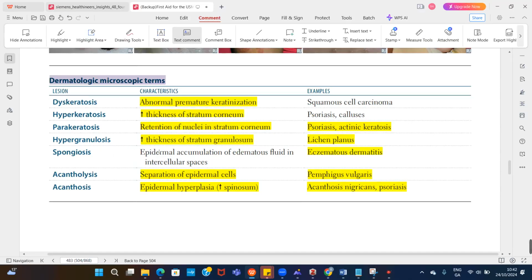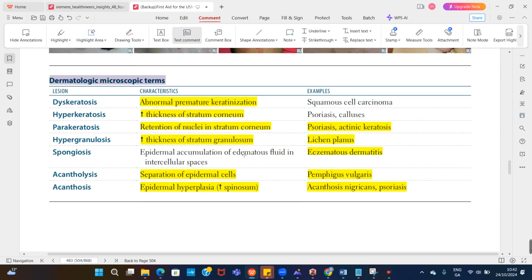Hypergranulosis. Now, this is where you have increased thickness of the stratum granulosum. So this one is very straightforward. Increased thickness of the stratum granulosum, you call that hypergranulosis. Increased thickness of the stratum corneum, you call that hyperkeratosis. So the disease condition that is associated with increased thickness of the stratum corneum is what? Psoriasis, hyperkeratosis.